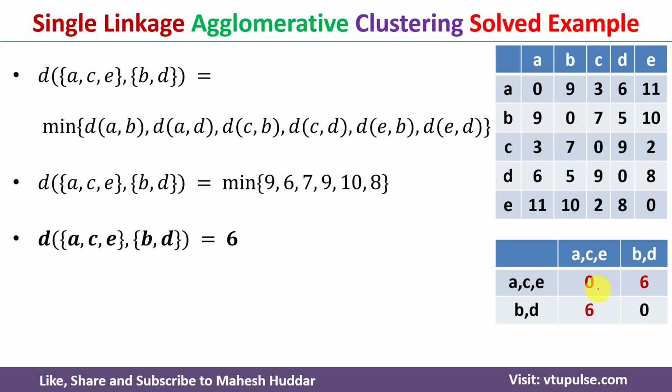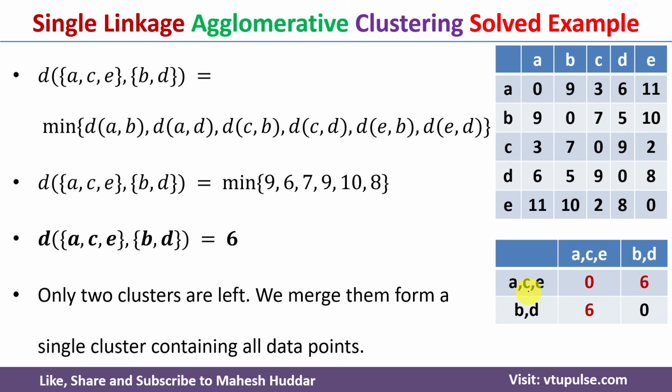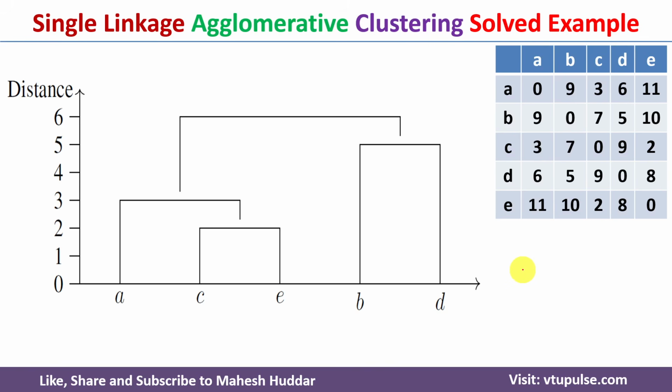In the next iteration, there is no need to look at the minimum distance because there are only two clusters. We will merge these two clusters with one another, and there is no need to update the weight matrix also. Because there are only two clusters, we will merge them and we will get only one cluster containing all the data points in this case. Now, once you get all data points into one cluster, we will stop the single linkage agglomerative clustering algorithm, and then we will start building the dendrogram in this case.